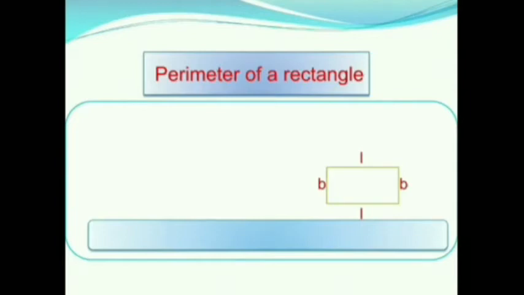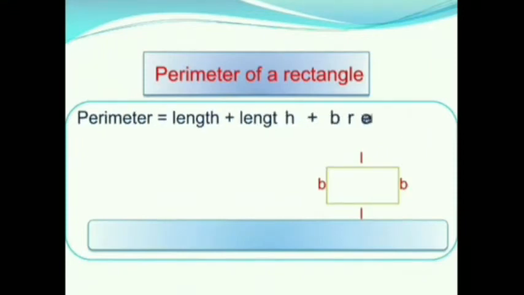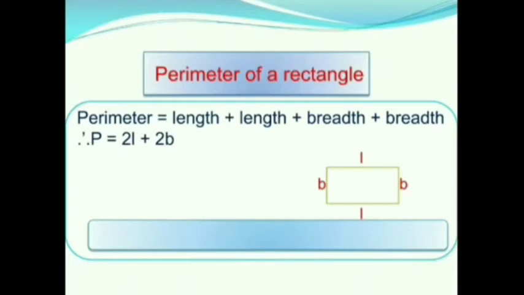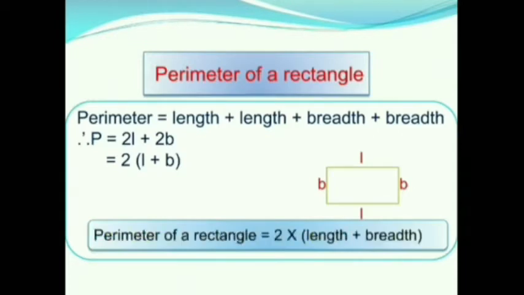Now, we will go step by step. Perimeter equals length plus breadth. Now we will consider length as L and breadth as B. Here we got 2 lengths and 2 breadths, which can be written as P equals 2L plus 2B. 2 is common in both, so we will write it only one time. Finally we get the formula as 2 into (L plus B). This is the formula to find the perimeter of any rectangle. Perimeter of a rectangle equals 2 into (length plus breadth).